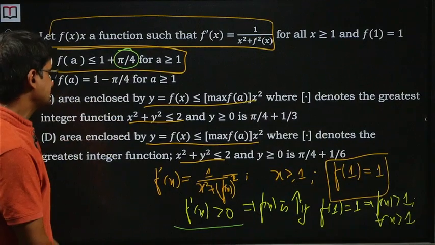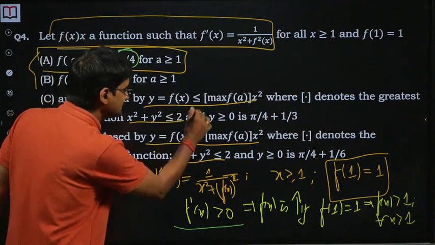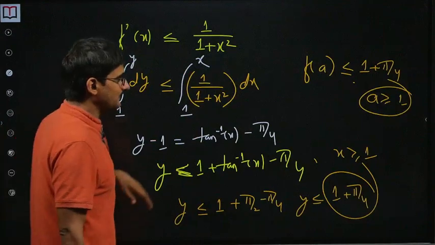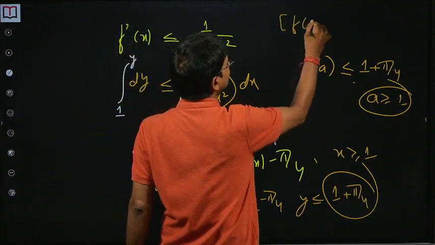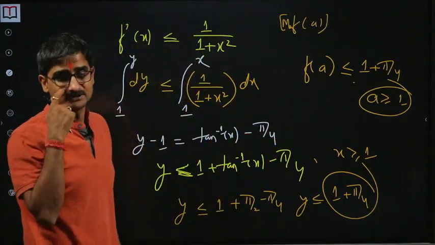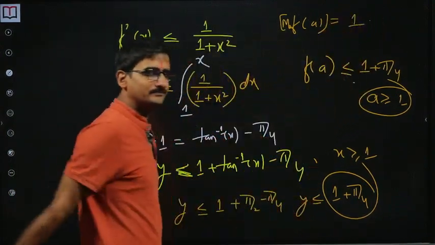Now moving to the next one. I think there shouldn't be any f(x). Okay, so maximum of f of a, greatest integer. So the greatest integer of the maximum value of f of a. So of course the maximum is 1 plus pi by 4, and pi by 4 is less than 1, so it is nothing but 1. That's it.